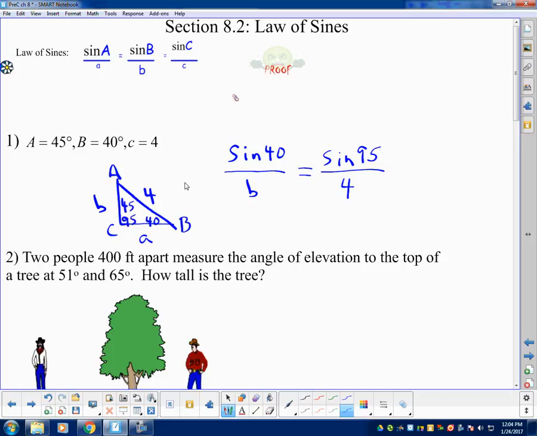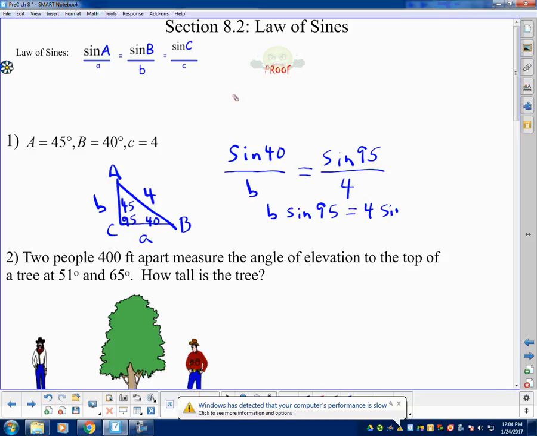But what this looks like is B sine 95 equals 4 sine 40. And so finally B equals 4 sine of 40 over sine 95. So with your calculators, could you find out what that equals for me? Tell me what B is.